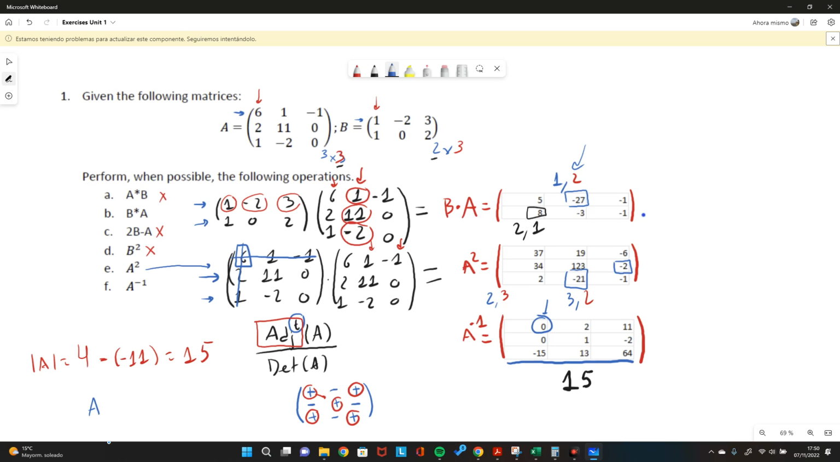This is usually shown like this, like the minor d_ij times minus 1 to the power of i plus j. This is the minor, right? Like the minor you have left when you take out these two, the column j and the row i, and then you multiply it by minus 1 to the power of i plus j. So in those places where that addition is positive, you keep the sign, and when that addition is negative, you change the sign.